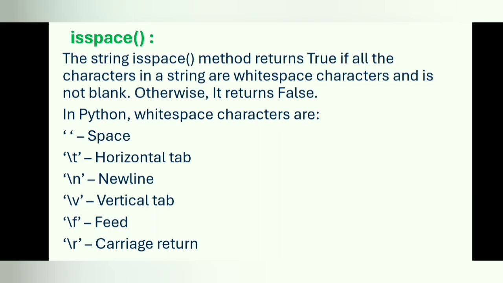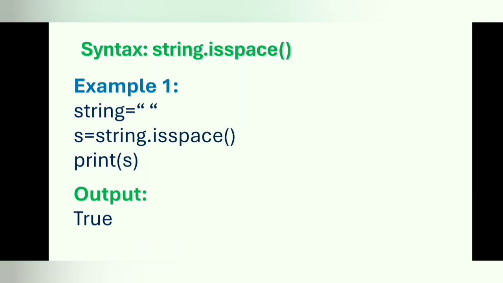In Python, whitespace characters are space, horizontal tab, newline, vertical tab, form feed, and carriage return. Syntax: string.isspace(). The string isspace method does not take any parameters. To get a better understanding of the method, let's examine some examples of the string isspace method in Python.